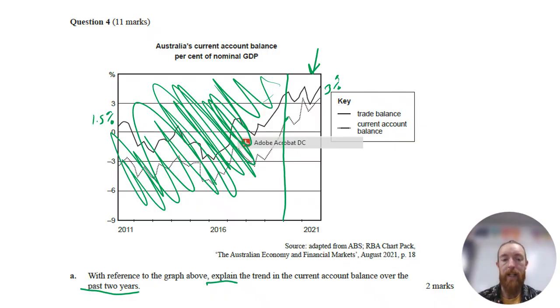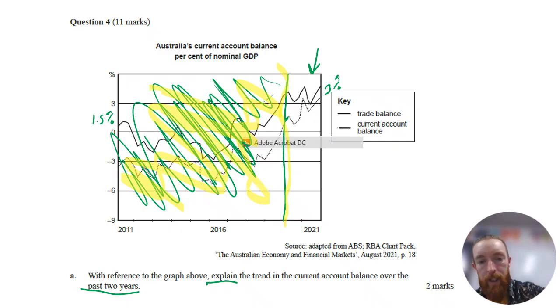So to apply this to an exam question, we have one from 2021: with reference to the graph above, explain the trend in the current account balance over the last 2 years. So we've got a trend here. One thing VCAA loves to do is give you a lot of extraneous data. We need the last 2 years, which is going to be from here, and we just cross everything else out because VCAA is just trying to distract you. So we only care about from here, and current account is our dotted line to here.